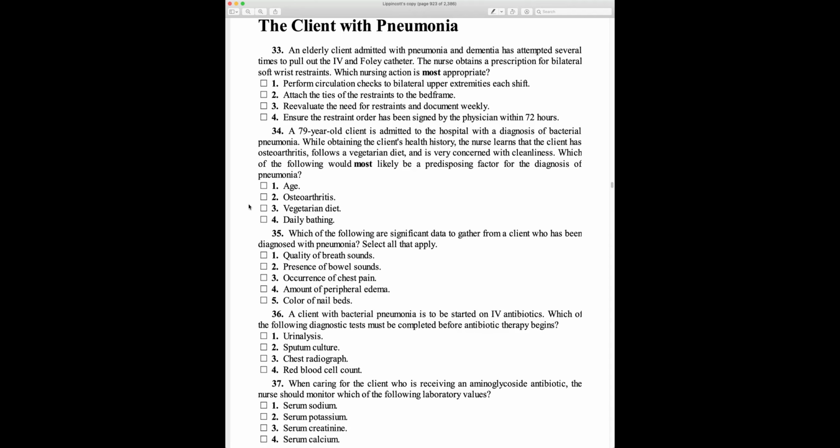Very good. The correct answer for 33 is choice 2. So why? Okay, so check this out. An elderly client admitted with pneumonia and dementia has attempted several times to pull out the IV and Foley catheter. So they're having maybe some type of altered mental status.